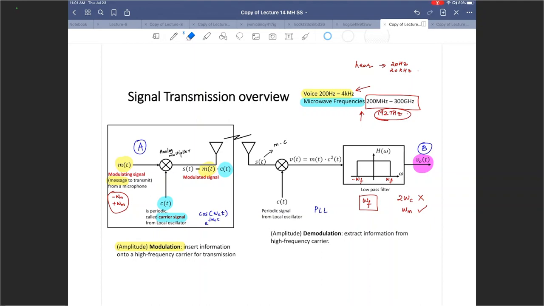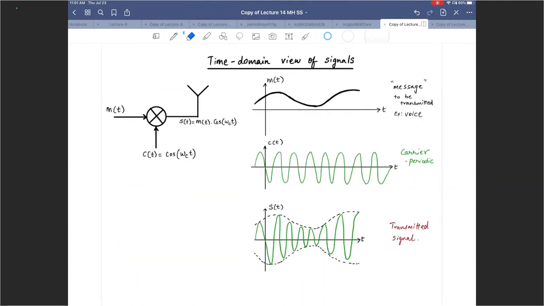Okay, let's move on and try to understand this a little bit better by looking at time domain view of signals. This is my transmitter, right? Bare bones of my transmitter. I'm just essentially taking the message, multiplying it with a cosine carrier. It's periodic, and I'm transmitting it. So suppose my message looks like this, right? This is my message to be transmitted. It could be a voice signal, for example.